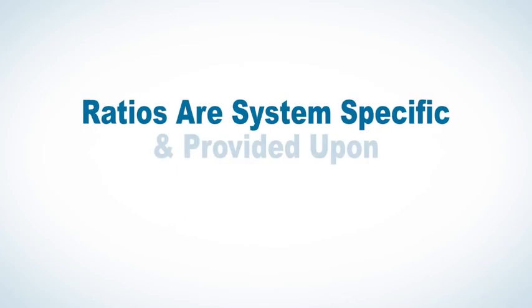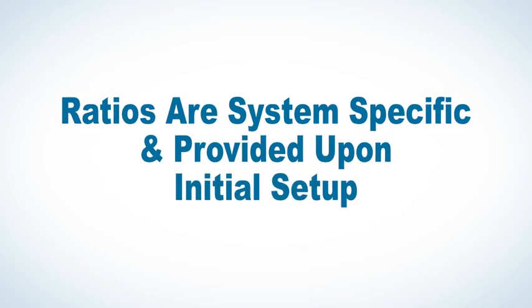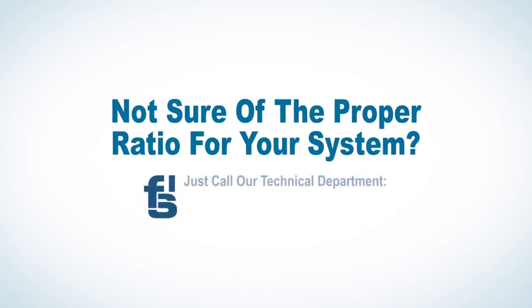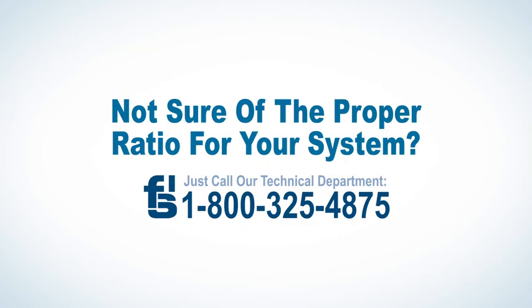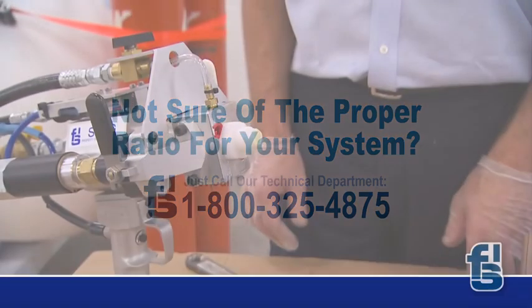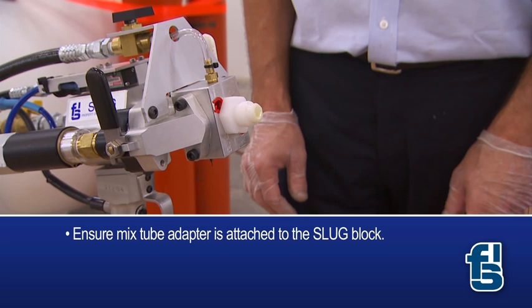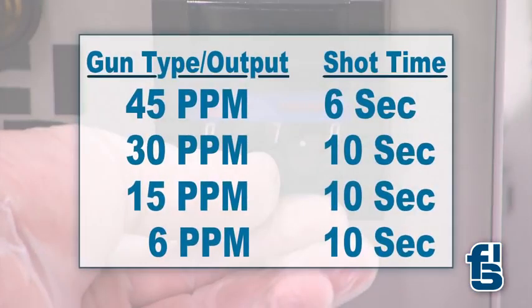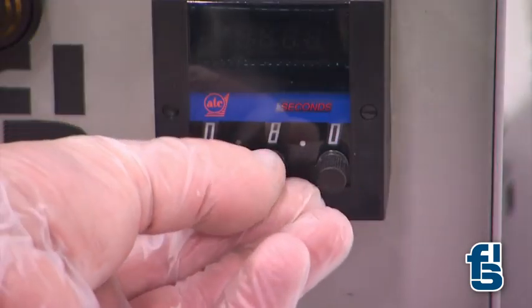Ratios are system-specific and provided upon initial setup. If you're not sure of the proper ratio for your system, please contact FSI Technical Service for assistance. Let's review the ratio procedures. Start by making sure the mixed tube adapter is attached to the slug block. Now, set the timer for the appropriate shot time, based on the gun output, which is measured in pounds per minute or ppm. In this case, we are using a 30 ppm gun, so we set the timer for 10 seconds.